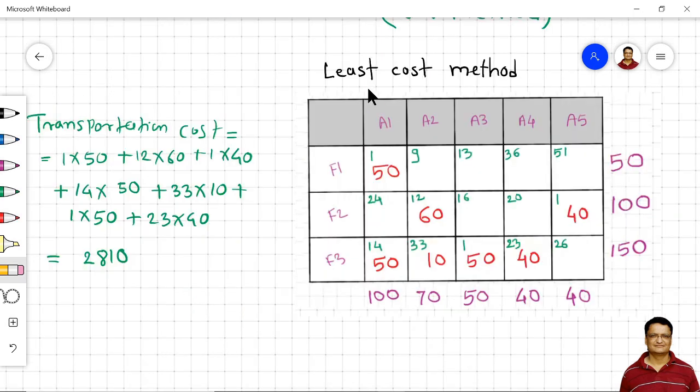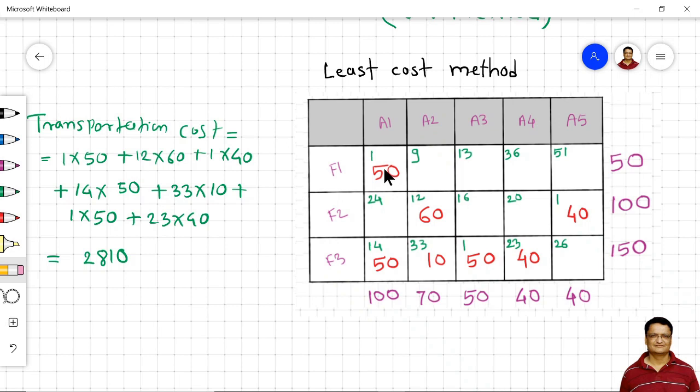I have reproduced this solution that we have got from the least cost method in a fresh table. Now we have to see whether this satisfies all the conditions, and also we will evaluate the transportation cost. In order for a solution to be feasible, it should satisfy all the row constraints and all the column constraints. So here there are 50 allocations and supply is also 50. Here there are 60 allocations in this row, 60 plus 40 gives me 100, so it matches with this supply. The allocations 50, 10, 50, 40, if summed together, match with the supply of 150.